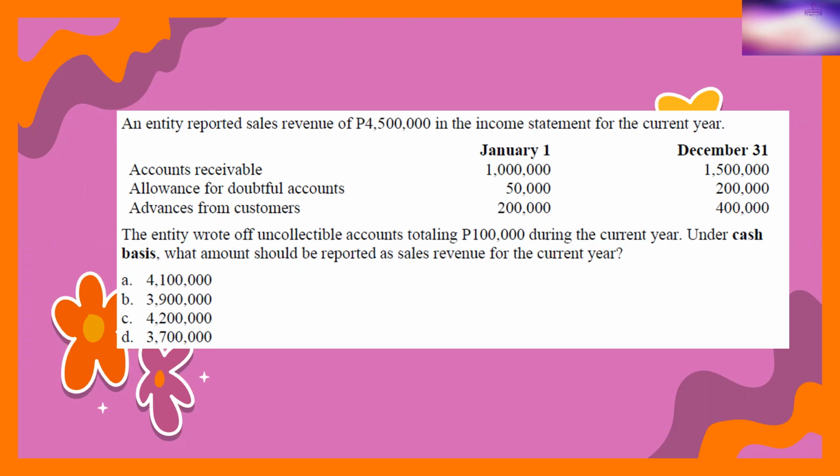Allowance for doubtful accounts, 50,000 and 200,000. Advances from customers, 200,000 and 400,000. The entity wrote off uncollectible accounts totaling 100,000 during the current year. Under the cash basis, what amount should be reported as sales revenue for the current year?